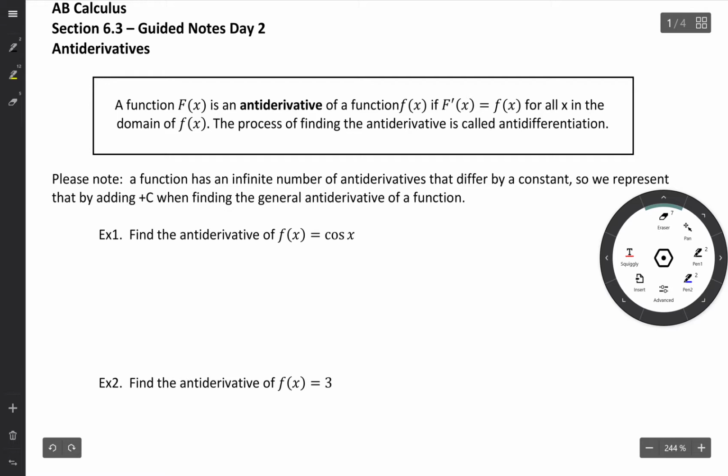So these are the notes on antiderivatives that you guys are going to take care of yourself because of the inevitable snow days that we're going to have.